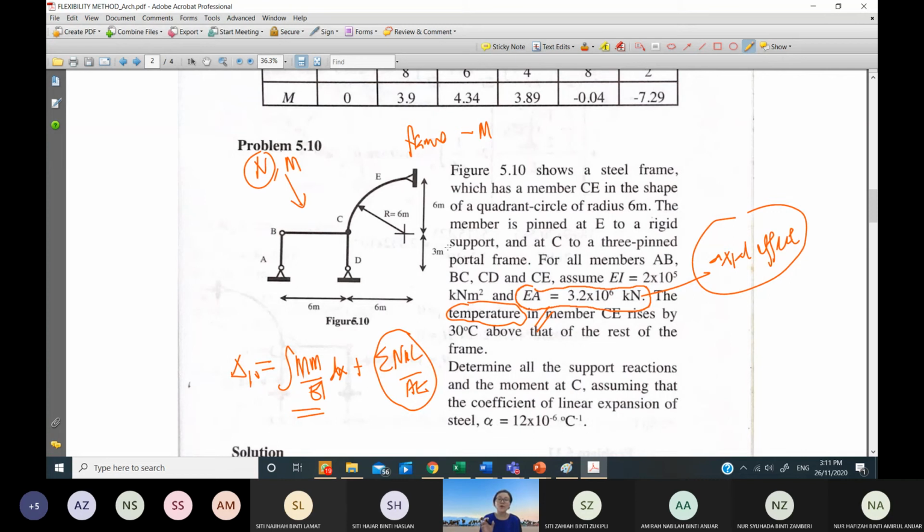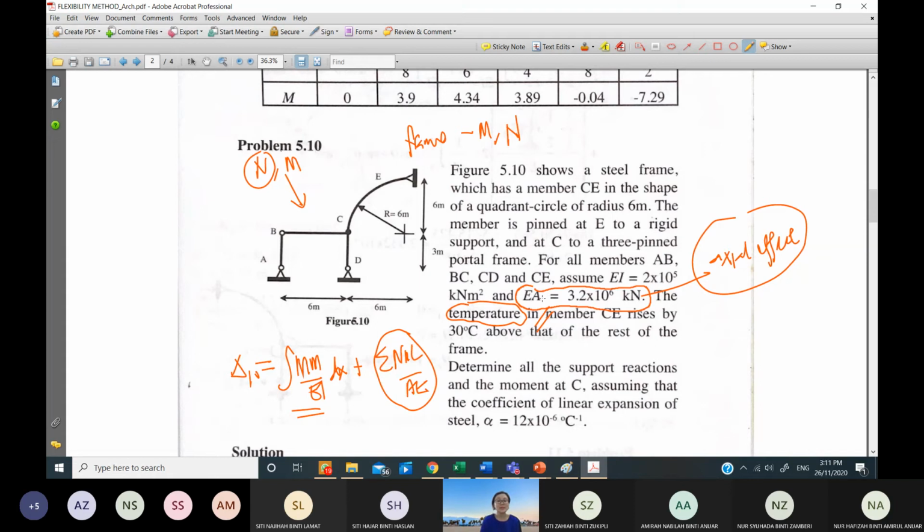So therefore, if you are asked to consider the axial effect, maybe it's not that significant compared to the bending moment effect in the beams, frames, and arches. Okay, but if you are requested to do that, you need to also determine the axial force. And why I say so is because in this problem, you can see that EA is given to you.